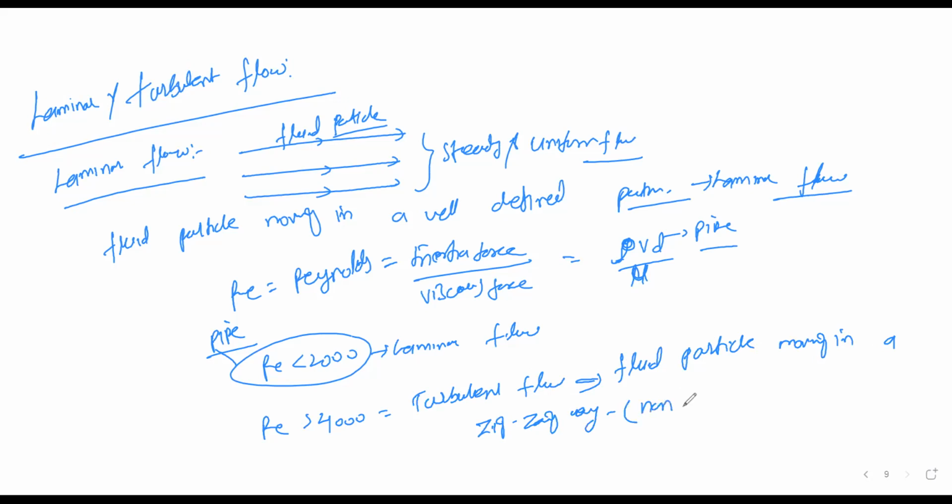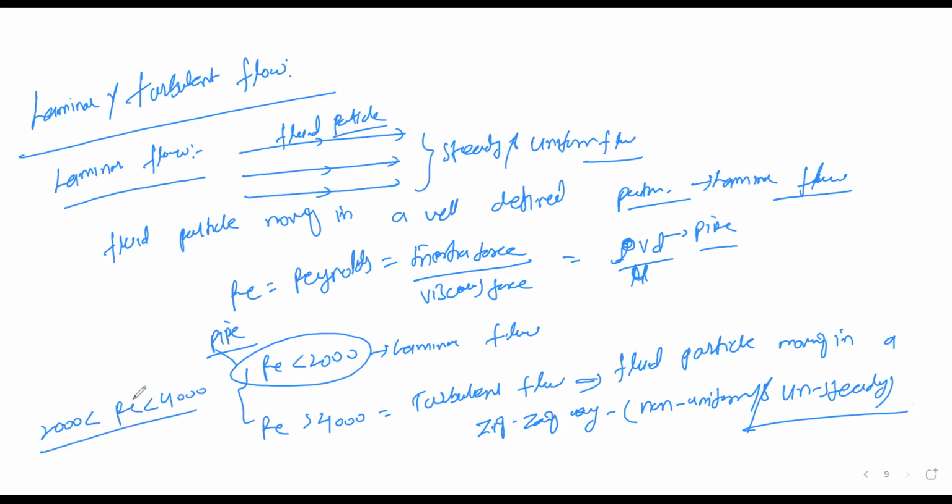Particles moving in a zigzag way means it's non-uniform and unstable. दोनों में से कुछ भी हो जाए, it will be a turbulent. And अगर Reynolds number दोनों के बीच आता है 2000 से 4000, इस टाइप के फ्लो को बोलते हैं हम लोग मिक्स्ड फ्लो. And mixed flow is a mixture of laminar plus turbulent.